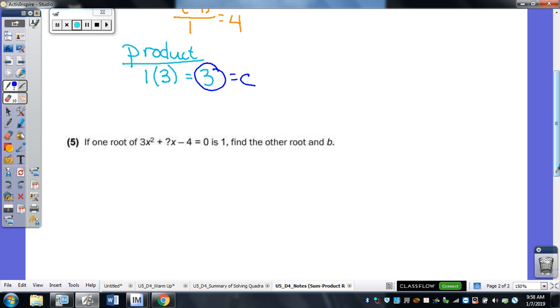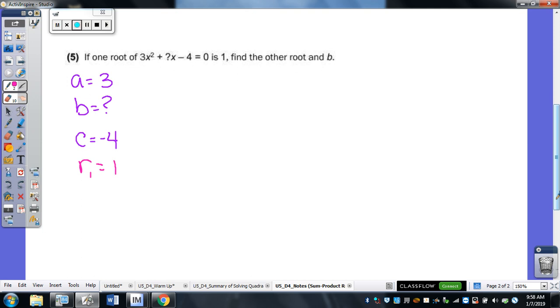All right, then this one, last one, number 5. If one root of 3x squared plus question mark x minus 4 equals 0 is 1, find the other root and our b value. So again, I know a is 3. b is question mark. I know c is negative 4. I know that root 1 is a 1. Root 2 is also a question mark because that's what we're trying to find. We're trying to find our b value and our other root.